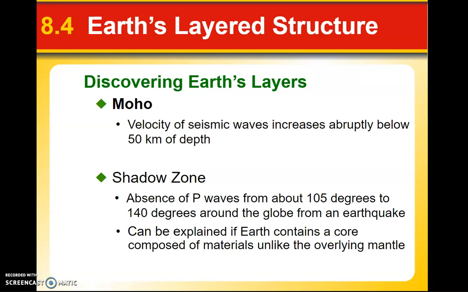At that MOHO, we're going to see the velocity of seismic waves increase abruptly below that 50-kilometer point. We also have this shadow zone, which is just the absence of P waves from about 105 to 140 degrees around the globe from the earthquake. It can be explained if Earth contains a core composed of materials unlike the overlying mantle, so we have alternating layers. Now keep in mind, this only works if the Earth is a sphere. It's not flat.